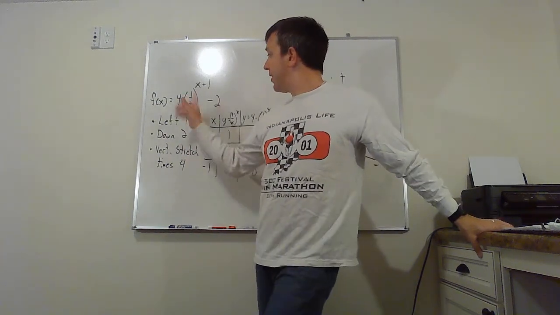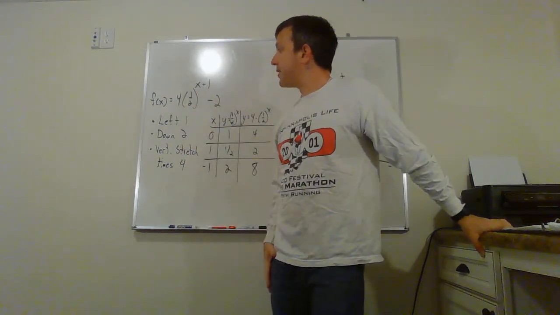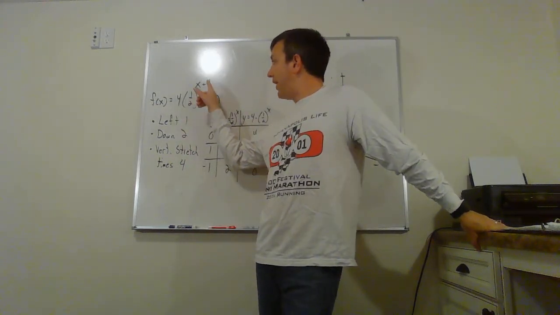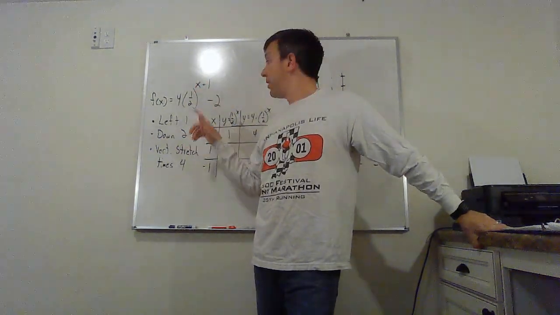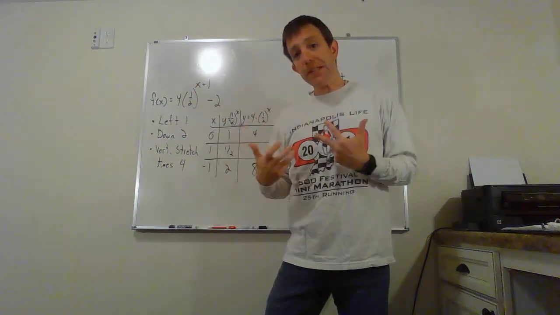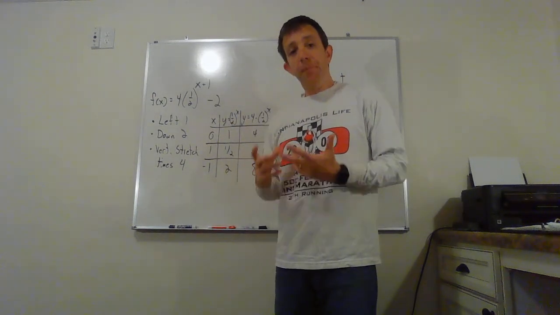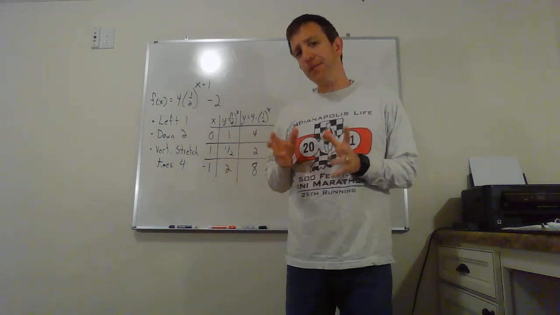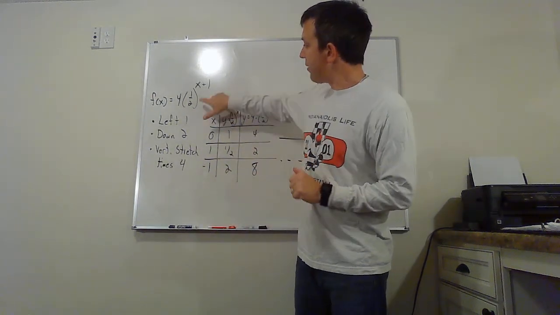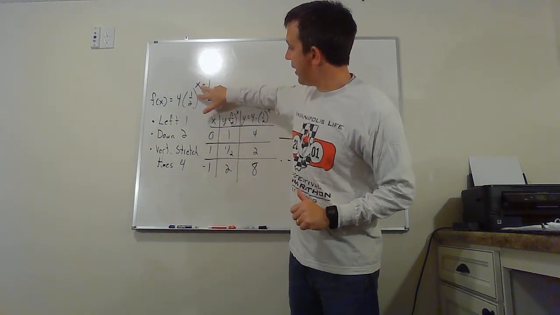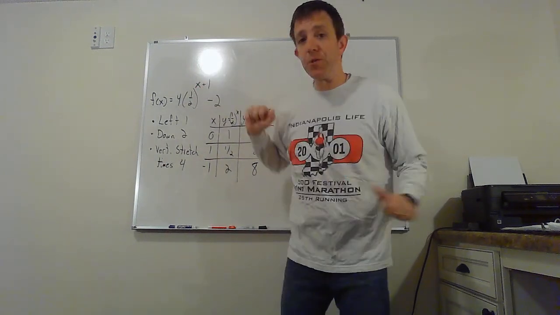All right, so here I have f of x is equal to 4 times 1/2 raised to the x plus 1 power minus 2. So this has a lot of stuff going on with it. But what we really want to do is keep this as simple as we can. So I really want to continue to think of this as just being 1/2 raised to a power.